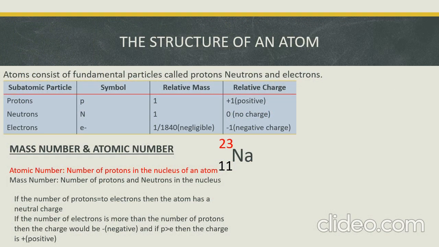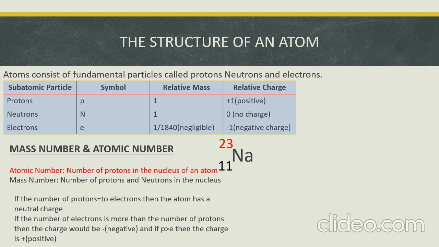Some of the stuff you might be familiar with because it is from GCSE. So, the structure of an atom. An atom consists of fundamental particles called proton, neutron, and electron. You have to know the symbol, the relative mass, and the relative charge of each subatomic particle. For example, proton: its symbol is P, it has a relative mass of 1, and it has a positive charge, so +1. Neutron: its symbol is N, it has a relative mass of 1, and it has no charge, so its charge is 0. Electron: its symbol is e minus, its relative mass is very, very small, 1/1840, less than 1, and it has a negative charge.